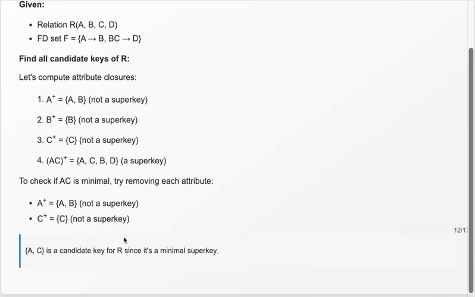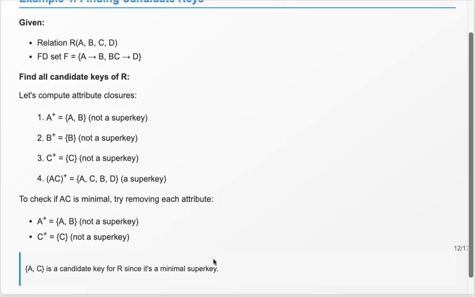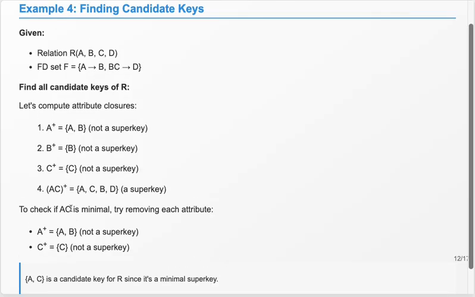So now we can arrive at a conclusion that AC is actually a candidate key for R because it is a minimal superkey. Well, this is just one of the candidate keys, and you can find out whether it has more candidate keys in your own time.